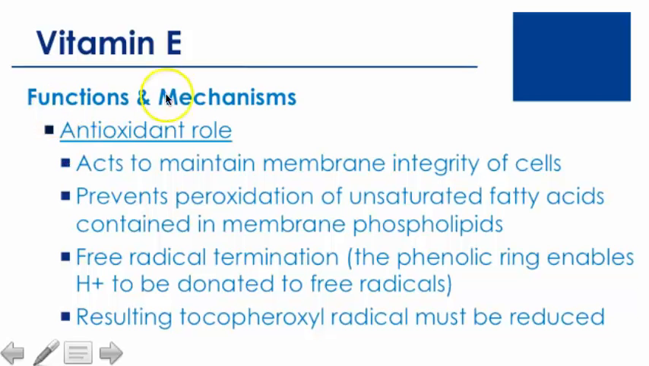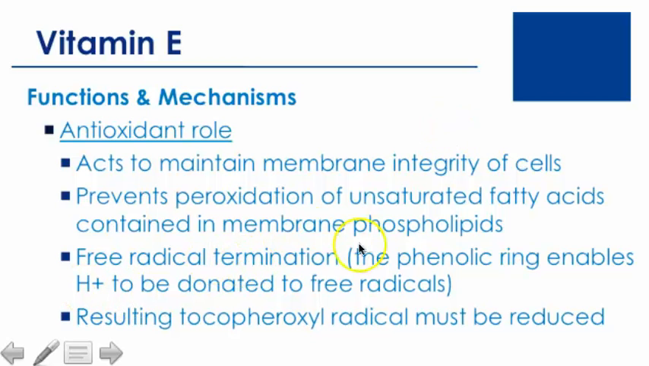So the primary role that we will focus on as it relates to vitamin E is its ability to act as an antioxidant. And we're going to see that primarily it's going to be acting to maintain the membrane integrity of cells. It does this by preventing peroxidation of unsaturated fatty acids contained in membrane phospholipids. So we see here that vitamin E is going to be acting specifically on the membrane of cells, so the cell membrane, and we're going to be talking through this process in a little bit more detail.